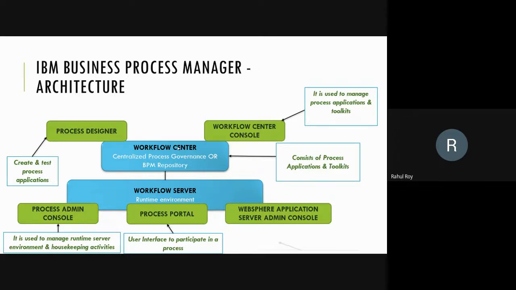Last but not the least, we have the WebSphere application server admin console. So this component is where you can manage the runtime environment directly. So if you want to start the server or stop the server, I can do it from the WAS admin console. And to be honest, this component is solely for the admin team. If you are taking a training on IBM BPM admin, then WAS admin console or the WebSphere application server admin console is going to be the main component for you, which you need to understand.